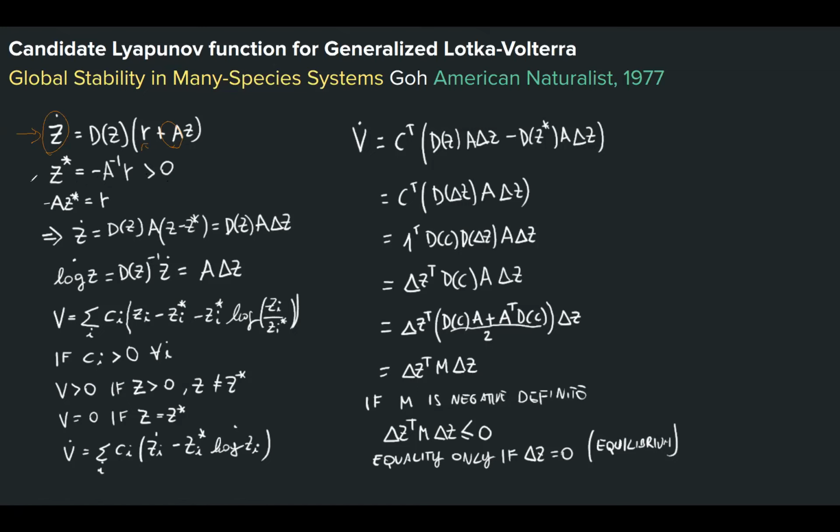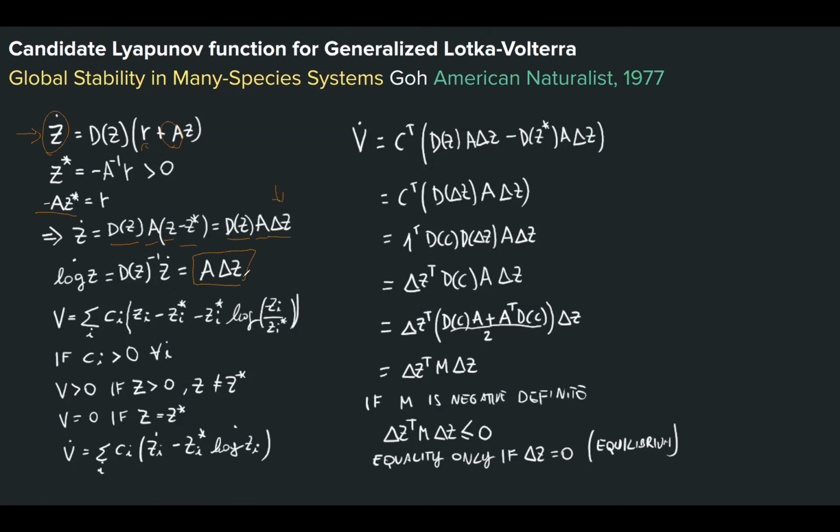And now if you just put A on the other side, what you find is that r must be minus A z star. And so you can rewrite this equation by saying, well, it's going to be diagonal of z, A z that we had before, but now we have minus z star, which is my r. And so you can write this in compact form as diagonal of z, A delta z, where these delta z are just the deviations from this equilibrium. Now, in this form, it's very easy to write the equations for the logarithm of z. How does that change in time? What you would just need to do is to divide each equation by the corresponding z. And so what you find is A delta z.